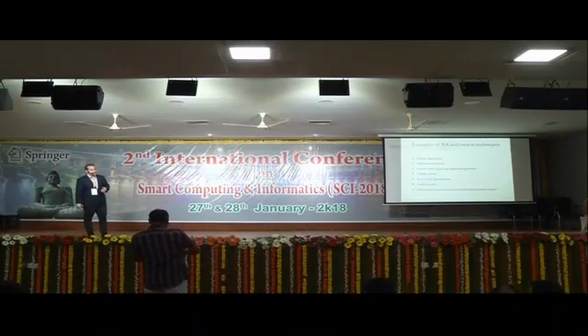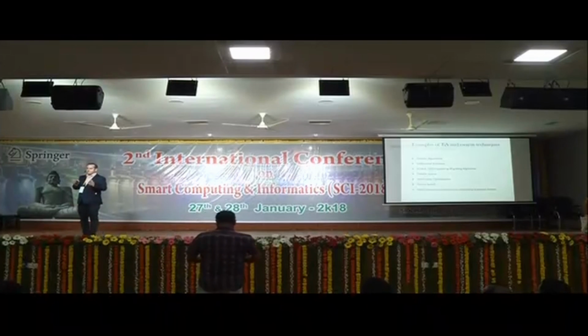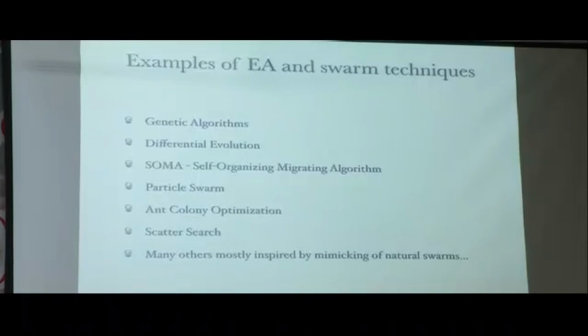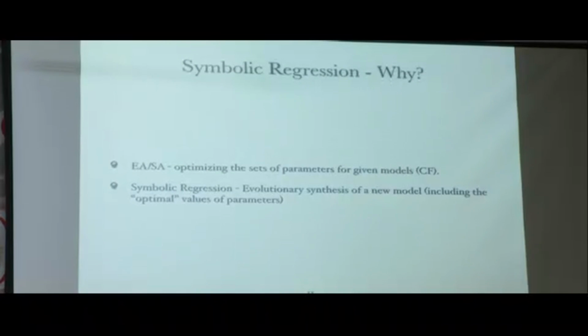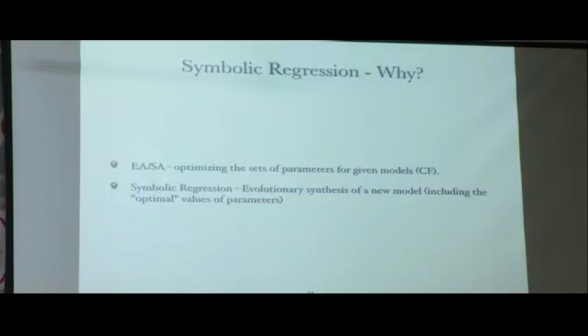scatter search, and many other algorithms which are mostly inspired by natural swarm processes. As I already mentioned, there can be artificial bee colony, the cuckoo search, gray wolf algorithm, and many more. I think that there are 250 algorithms already which are inspired by swarm processes, or let's say swarm intelligence from nature. But let's say the evolution algorithms are very capable in problem solving.